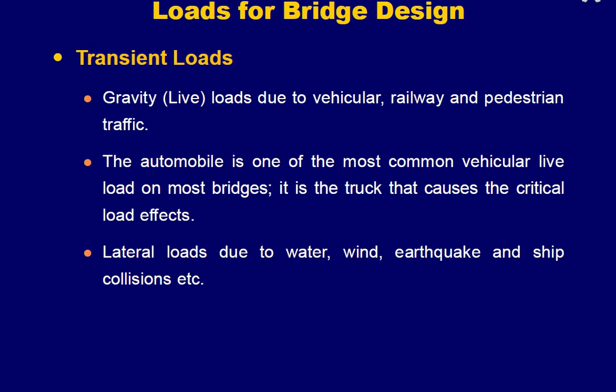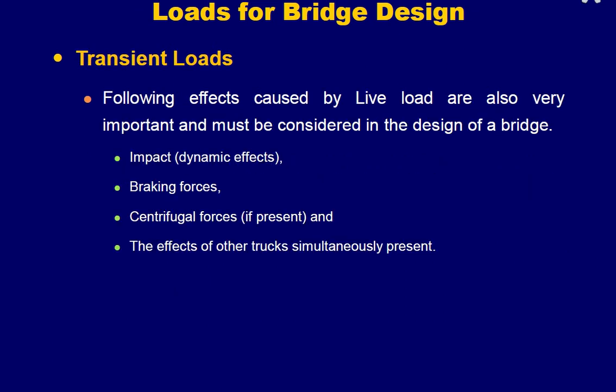The automobile is one of the most common vehicular live loads on most bridges. It is a truck that provides the critical load effects in the case of bridges. Natural loads due to water, wind, earthquake and ship collisions are also transient loads. So these are different types of transient loads.